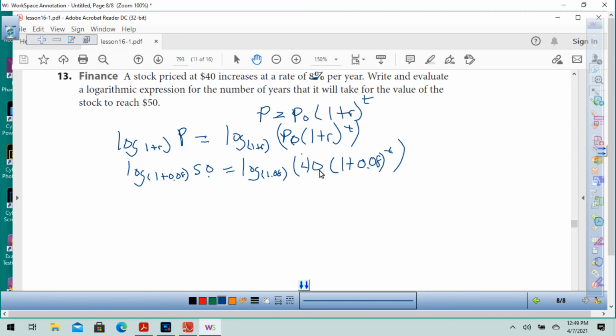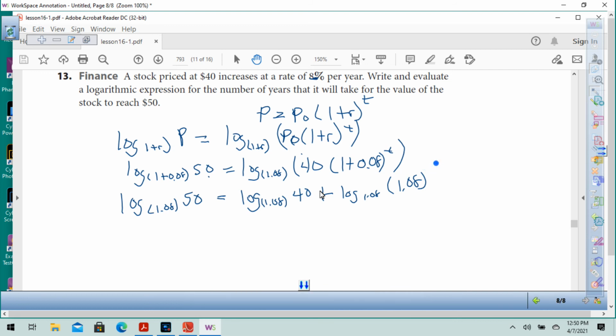Right? Well, we can split that up a little bit. And so we got log, and then we'll just do 1.08 50 equals log 1.08 40 plus log 1.08 to the T. Now that's going to move up here in front. Okay. That's going to move up there in front. So let me go ahead and put that up there. Plus T. All right. That sets up for the next thing.